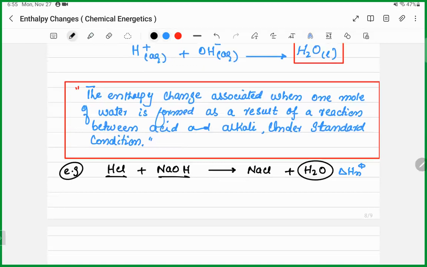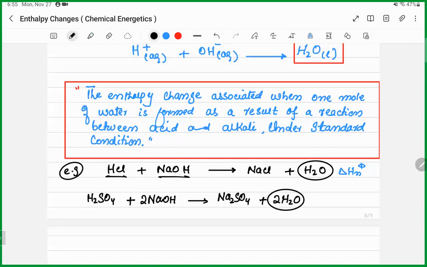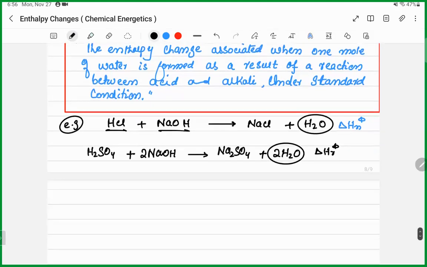ठीक है? Now the second equation: H2SO4 plus 2NaOH forming Na2SO4 plus 2H2O. क्या ये भी न्यूट्रलाइजेशन है? हाँ, नहीं, because there is no 1 mole of water formed. बाकी चीजें ठीक है ना? So can I say that this is basically delta HR? This is delta H, ये enthalpy change of reaction.